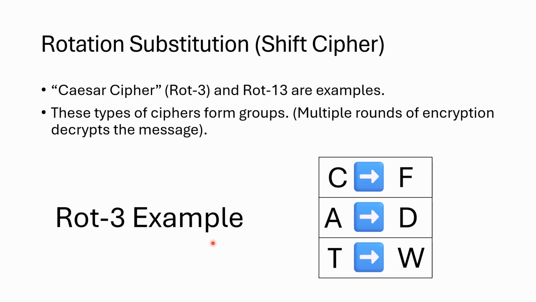But for ROT3, in the example we have here, the input is CAT. You would rotate C to F, A to D, and then T to W, and your output would be the ciphertext FDW. So the ROT is always going to be just rotations through the alphabet.